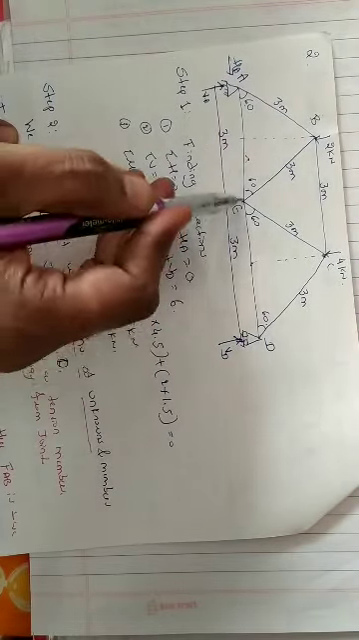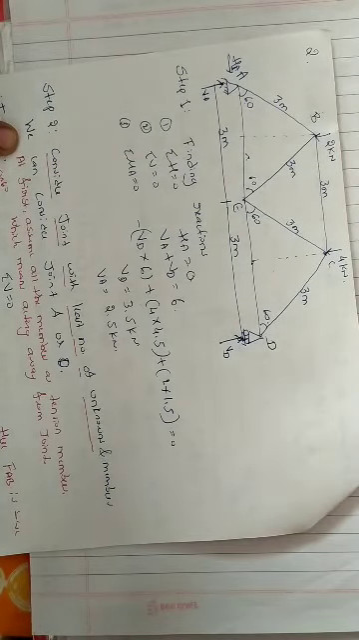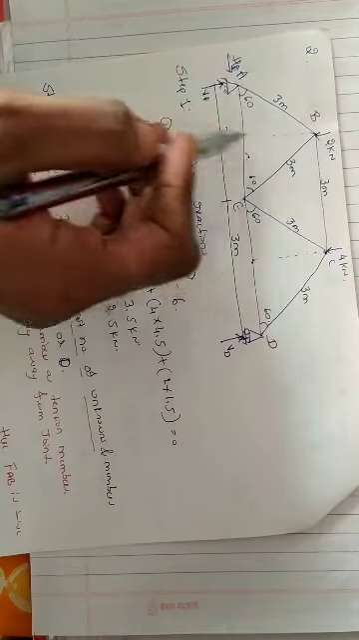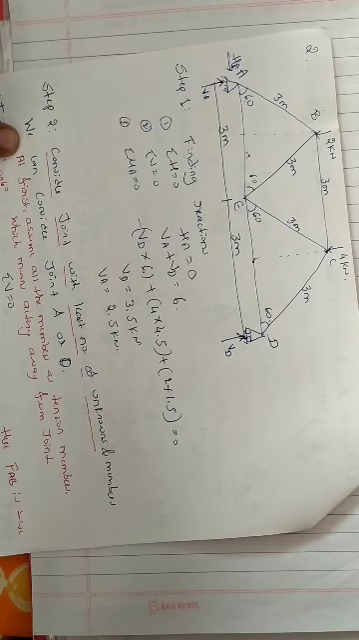So 4 into 1.5 plus 3, that is 4.5. So 4 into 4.5, this is clockwise, so we'll write positive sign. Next, similarly, plus 2 into 1.5, that's equal to 0. That implies VD is equal to 3.5 and VA is equal to 2.5 kilonewton. This completes the first step, that is finding out the reactions.